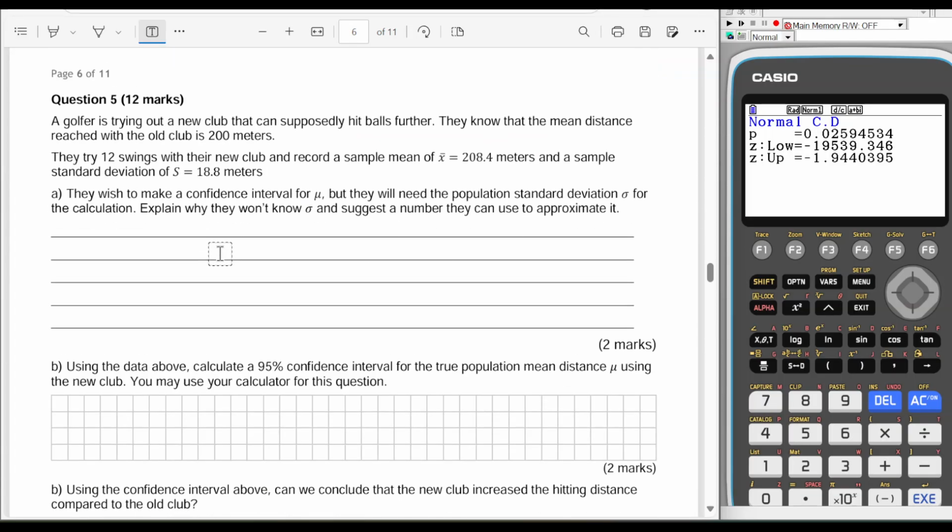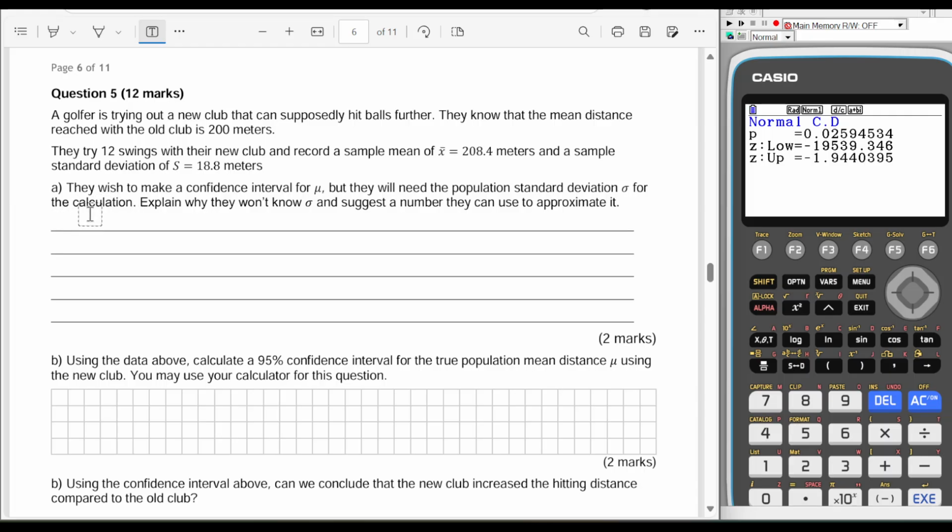Okie dokie. Next, golfers trying out a new club. They will need the standard deviation, but they actually don't have it. They've got a sample standard deviation. So we don't know the population standard deviation. This is the sigma symbol there. So they'll need the population. Explain why we won't know sigma.